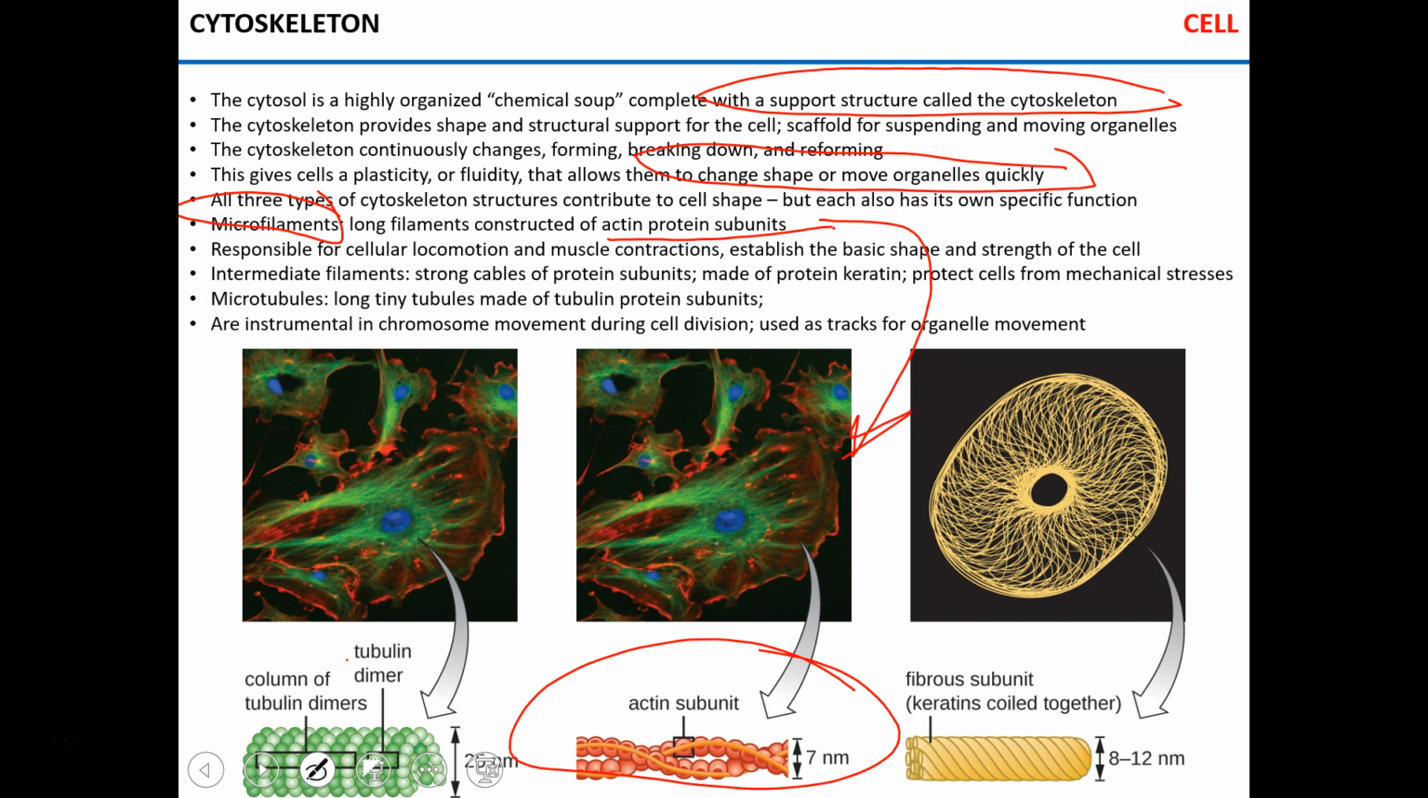Intermediate filaments, shown on the right, consist of a protein keratin. They're like cables, okay? So they establish the basic cellular structure. They're very stable. They rarely are destroyed. Basically, if they're destroyed, the cell is practically gone. Microtubules, formed of the protein called tubulin, are necessary for the movement of the chromosomes during cell division, and they also are essential for the movement of the organelles.